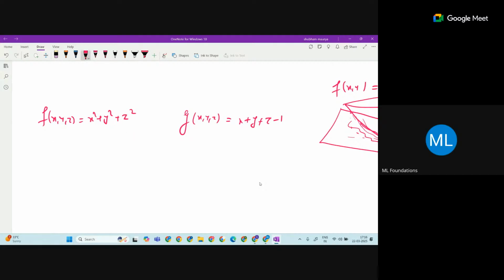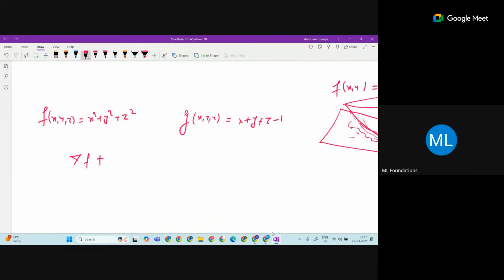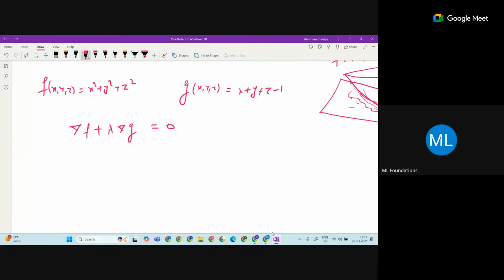So let's do it by the Lagrangian. We get a Lagrangian equation here: del f, and this is an equality constraint we have. So this is lambda times the gradient of g, and we'll equate it to 0, right? This is how it is. So here the gradient of this is going to be 2x, 2y, 2z plus lambda times.